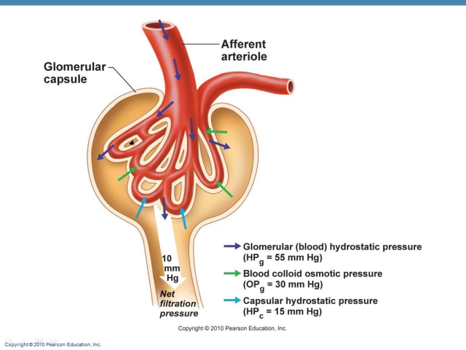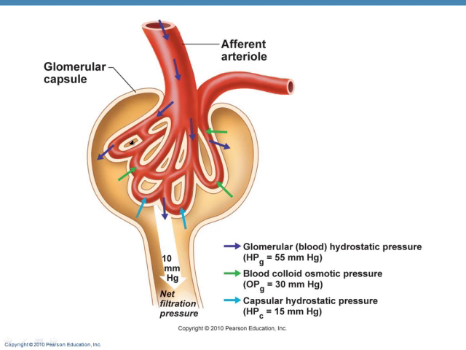And that's just one part, hydrostatic pressure. What else is going to be different? Blood colloid osmotic pressure. It's going to be higher inside what? Than in here. Yep. And what's going to happen? We're going to pull things out. And capsular hydrostatic pressure is also going to be different in the capsule than it is in the glomerular capillaries.